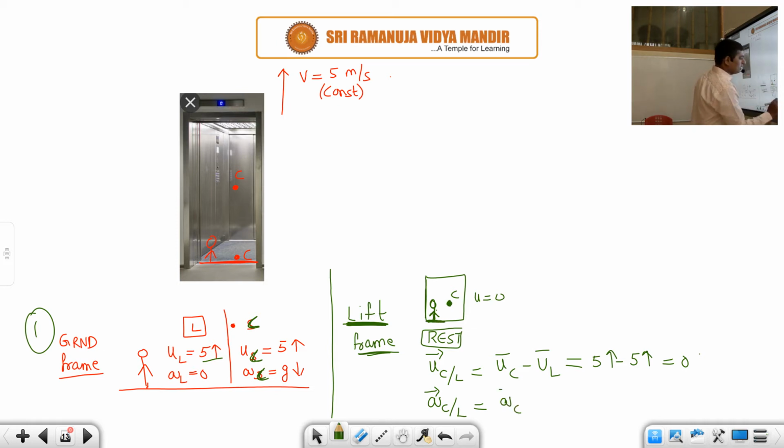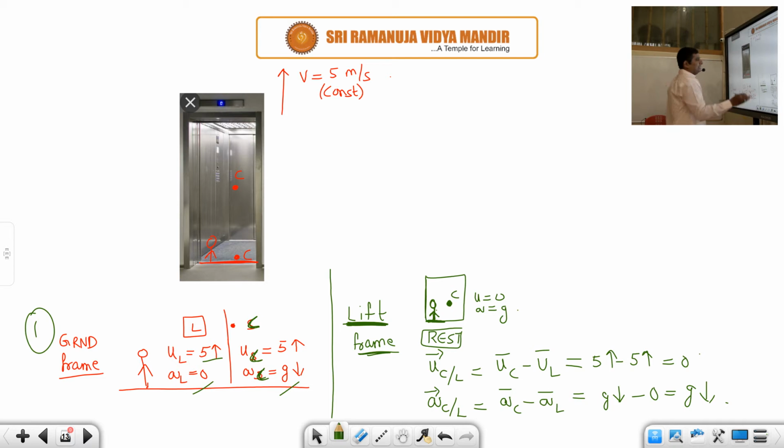Now what is the acceleration of the coin with respect to the lift? Acceleration of coin minus acceleration of lift. What is the acceleration of the coin? g downwards, minus the acceleration of the lift, which is 0. So that means g downwards. So basically, if you stand here and observe this coin, its velocity with respect to the lift is 0. Acceleration of the coin with respect to the lift is g downwards. So it has acceleration downward.